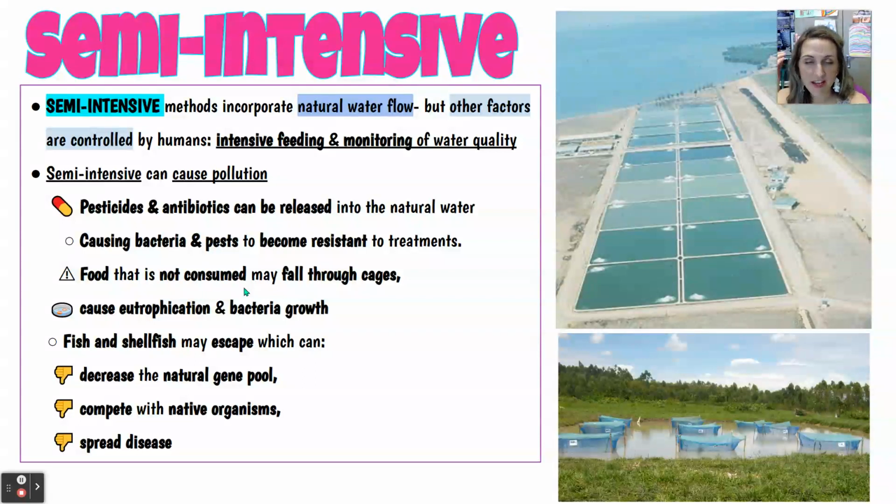Shellfish and fish can escape, and if they escape, this can decrease the natural gene pool. I'll talk about that in a second. They'll compete with native species and become invasive, and they'll outcompete. They will deplete food sources. They can also spread their diseases. So decreasing the natural gene pool, that third bullet from the bottom.